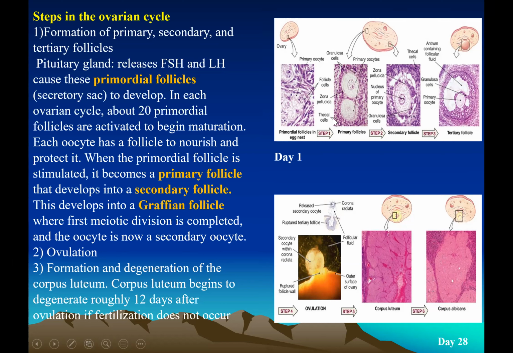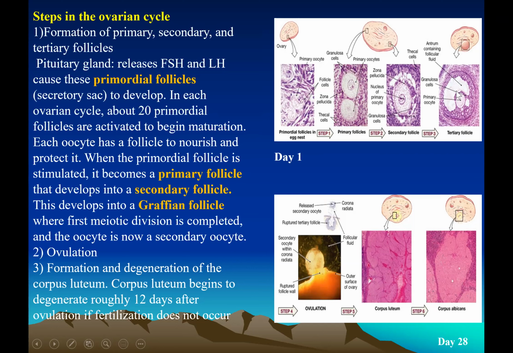The follicle is a secretory sac. It will increase. Let's say it will start with about 20 cells, and then only 2 cells will be selected to become the primary follicle. In the 2 cells, only 1 will become the secondary follicle. This will disintegrate. Then the secondary follicle will become the tertiary follicle. This is also called a Graafian follicle.